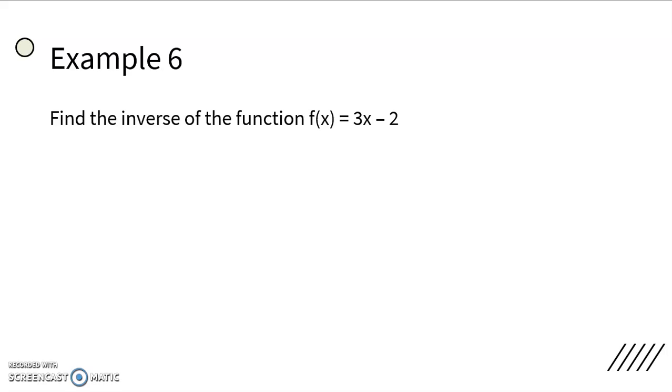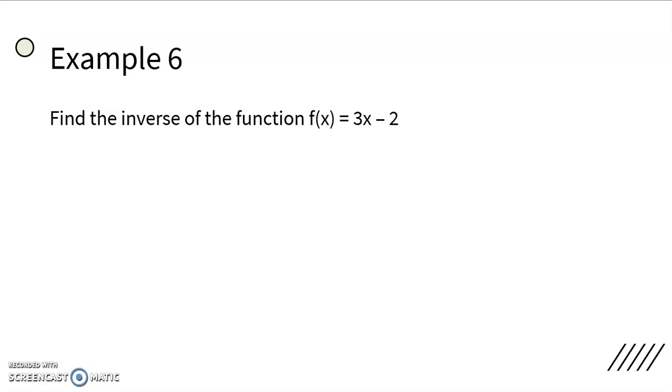Hi everyone, welcome to the second part of Pre-Calculus Lesson 2.7, One-to-One Functions and Inverses. So we were in the middle of talking about how to actually create inverse functions from a given function.